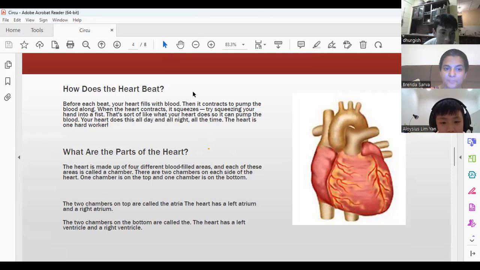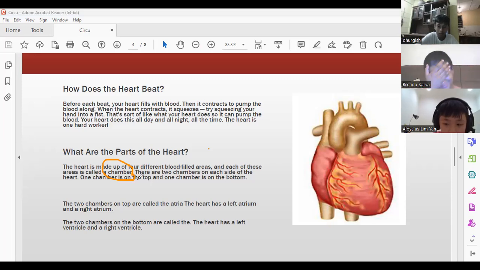Stop, pause for a while. My question, all of you in chat, answer me. What is the meaning of chamber? The heart is made up of 4 different areas. Each area is called a chamber. What's a chamber to you, to your understanding? Maybe you have not heard of this word before, but this word is in your room, in your house. So what's a chamber?